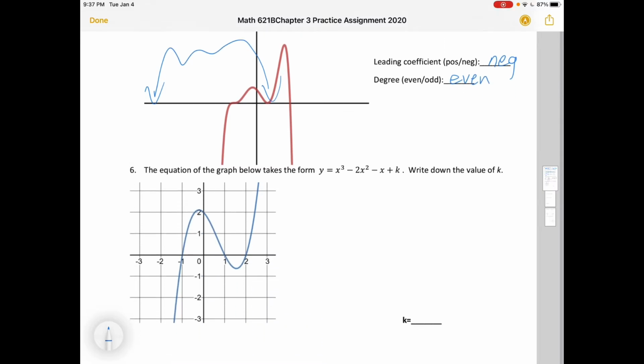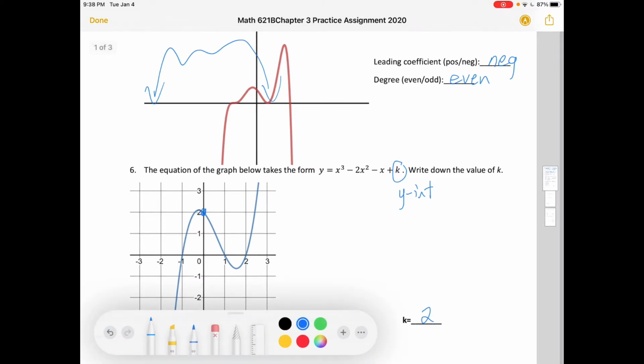The equation below takes the form x cubed minus 2x squared minus x plus k. And k just means the y-intercept. So k is going to be equal to 2. When you have expanded form, that constant is just the y-intercept. There are other more complicated ways to figure that out, but that's the slickest.